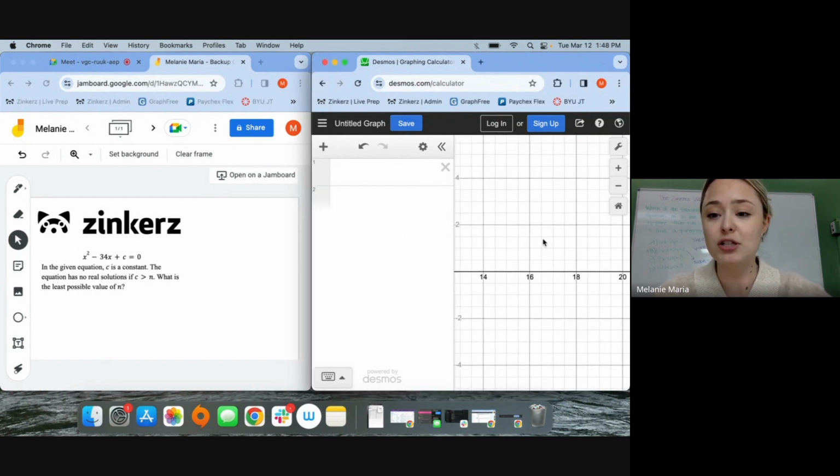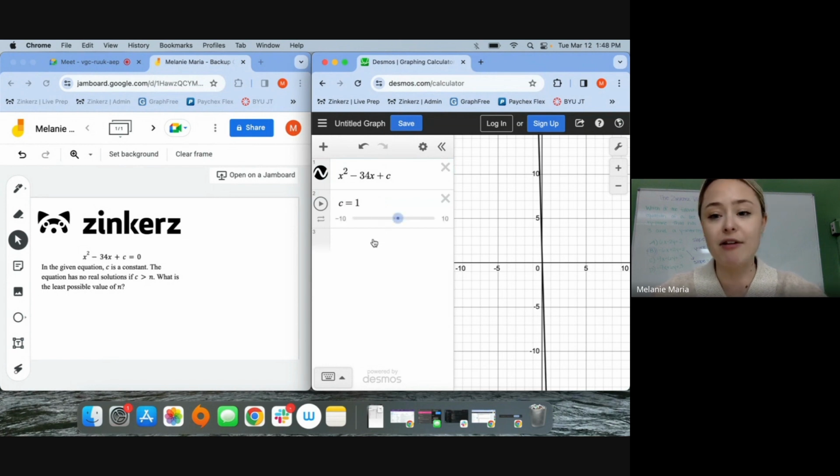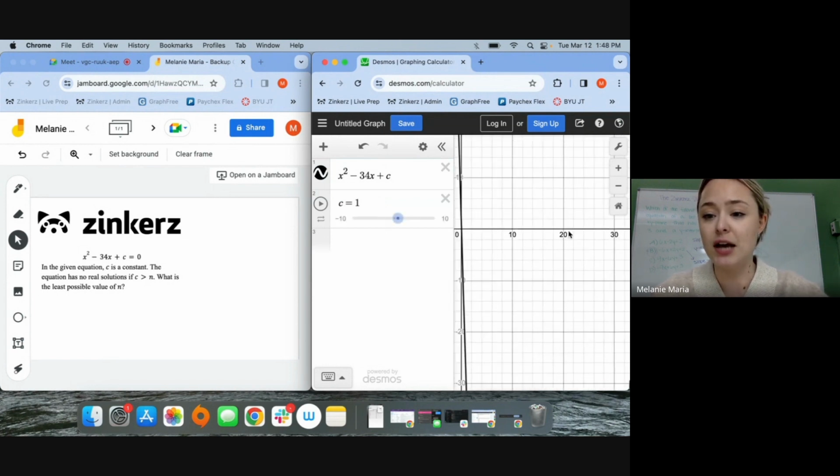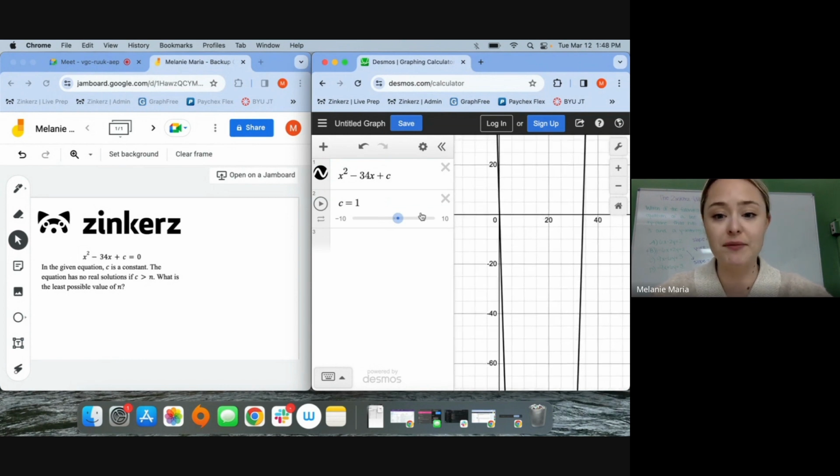So let's start by just putting in the function that they give us. So x squared minus 34x plus c. And you'll see here it prompts me to add a slider for c. I'm going to do that. This will allow me to play around with that value of c, just to experiment with my parabola. So I can see here that Desmos graphs the function for me.